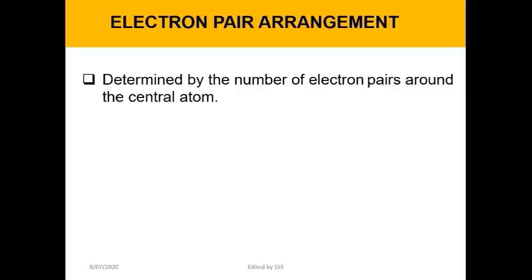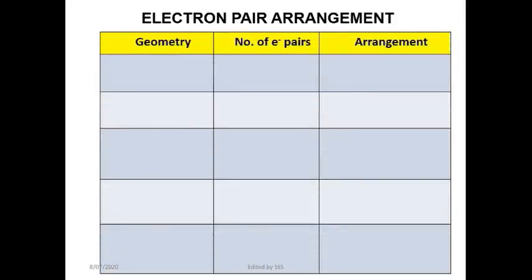Electron pair arrangement. Electron pair arrangement is determined by the number of electron pairs around the central atom. Let's say we have geometry AX2 with bond angle 180 degrees.